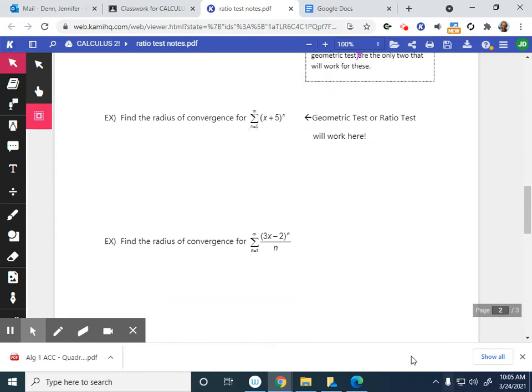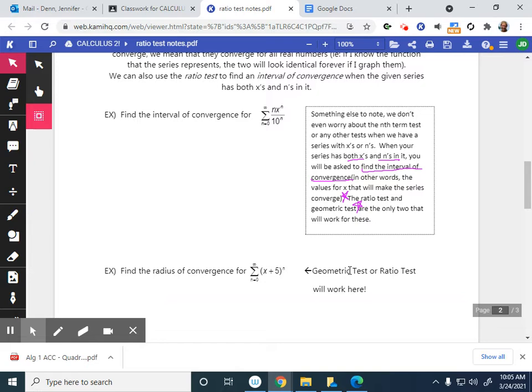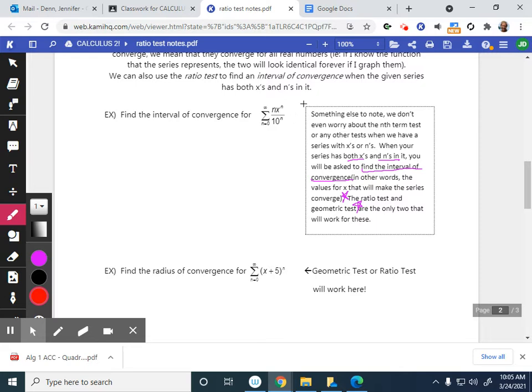Is it always easy? Oh, not all the time. So let's try this one. This is not geometric, so we're going to have to use the ratio test. Again, the good part is we only have one option, geometric or ratio test. This is going to be ratio.